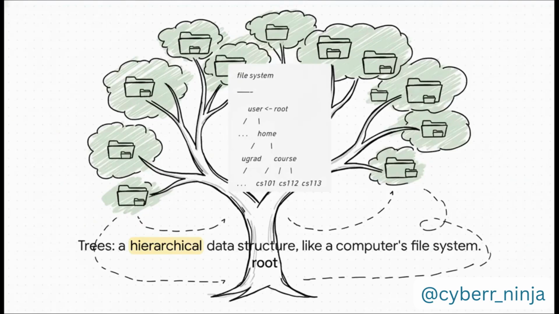A perfect example of a nonlinear structure is a tree. Just think about the file system on your computer. You've got a main root folder, right? And inside that folder, you've got children, which are other folders. And each of those children can have their own children. And on it goes. This hierarchy is exactly why finding a file is so fast. The computer doesn't have to look everywhere. It just follows the right branches down the tree.